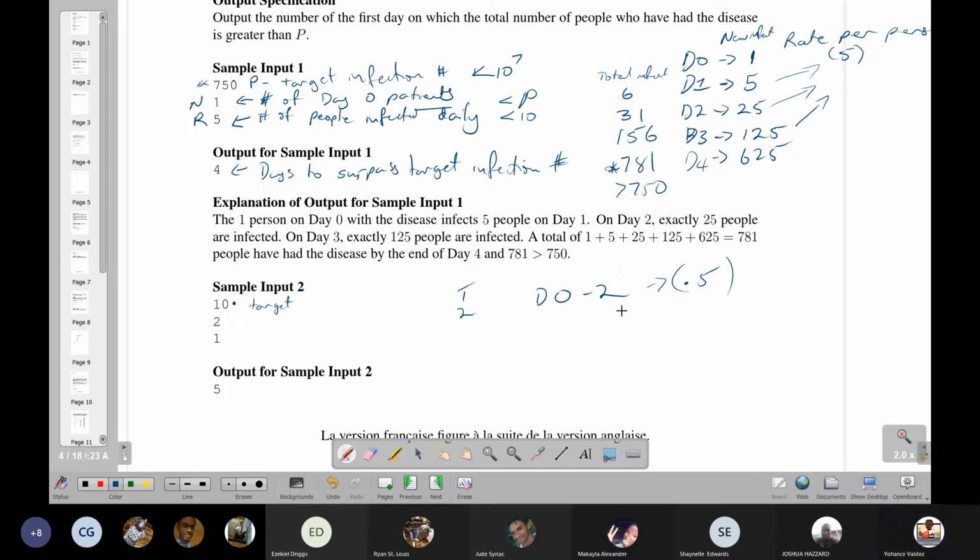Okay. So on day 1, half of the amount of people get infected here. So on day 1, we get 1 new infection. So the total is now 3. Right? The total is now 3.